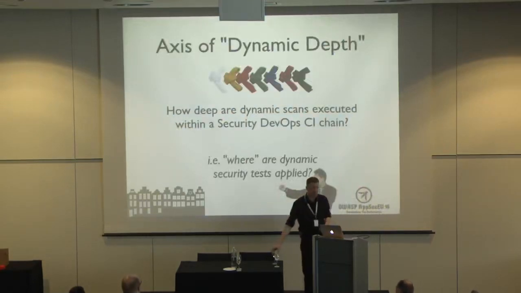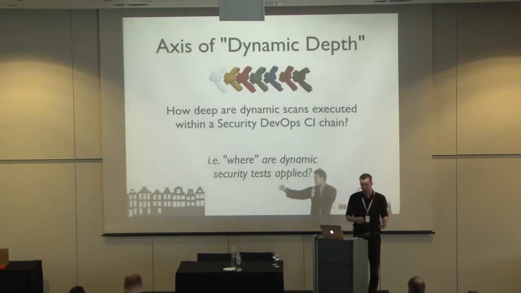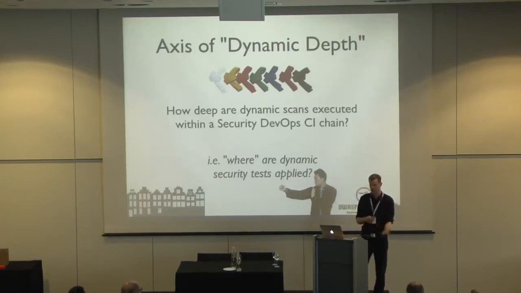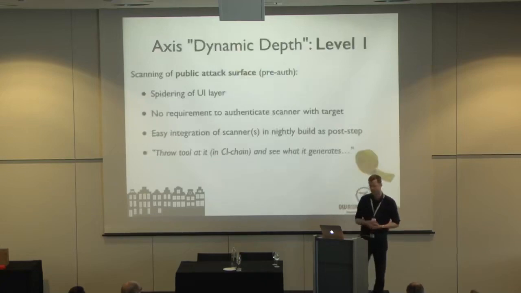with the axis of dynamic depth. Basically, it's about, in a continuous integration system, where within an application's attack surface are dynamic security tests applied in an automatic way during the build process? How deep do we scan into an application? And we'll cover 4 different levels within that kind of axis.